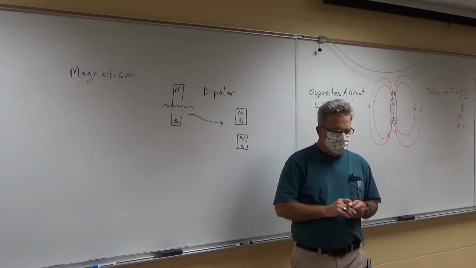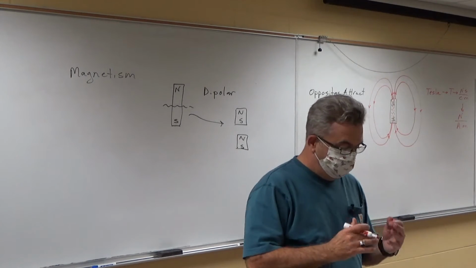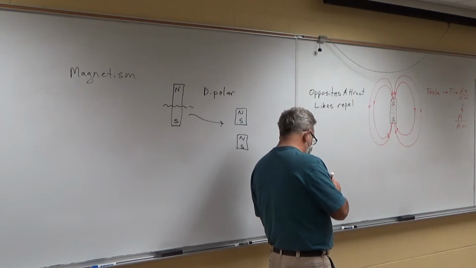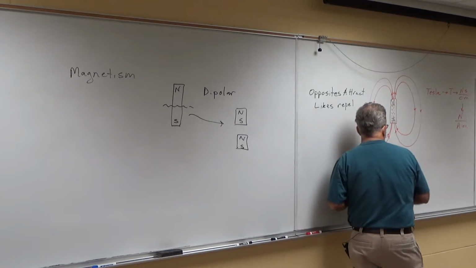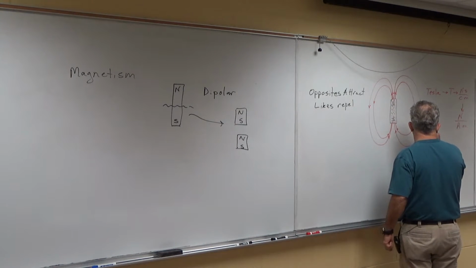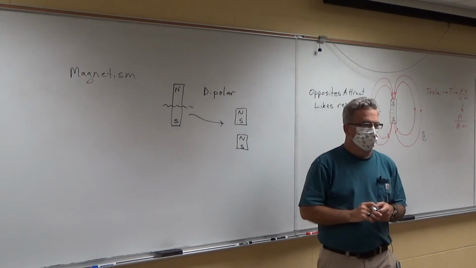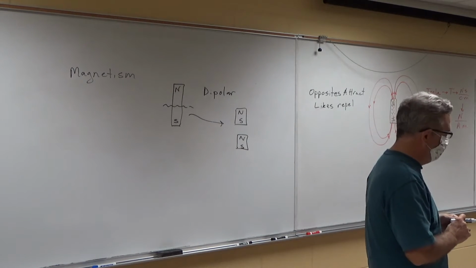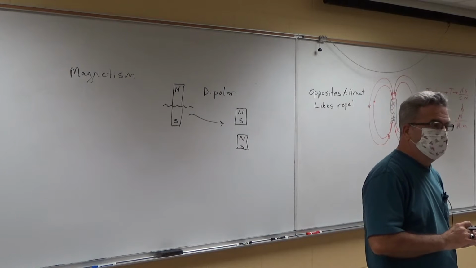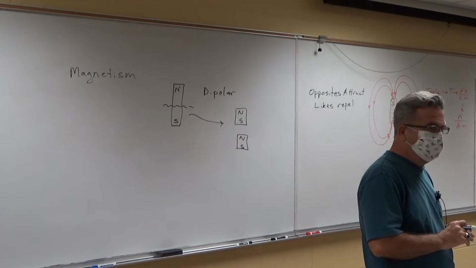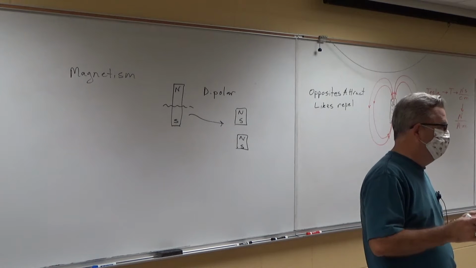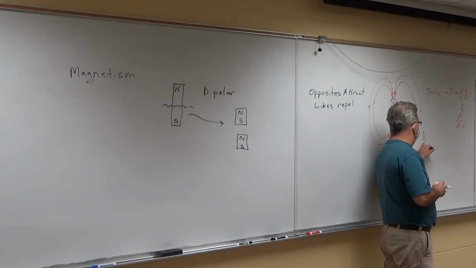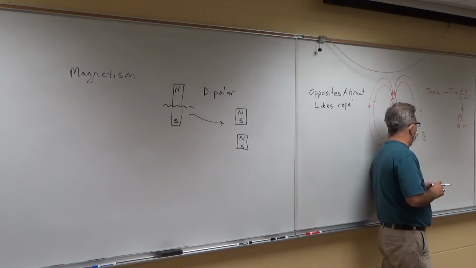A Tesla is really a field density, but that's the unit of magnetic field. We usually use the letter B to represent the magnetic field, probably for Biot-Savart. We'll talk about the Biot-Savart law eventually. It is a vector, so it has a magnitude and a direction. You can have scalar fields, but this is a vector field, and you usually use the letter B.